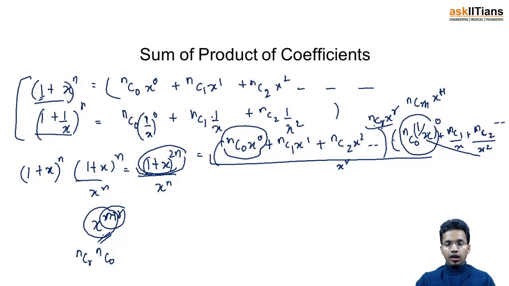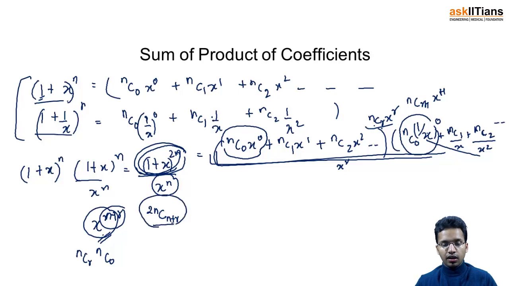Here what I am doing is finding the coefficient of x raised to power r on the right hand side, and on the left hand side it will automatically become n plus r. Why? Because x raised to power n is already there. So 2n C n plus r. Now this is the coefficient of x raised to power r on the left hand side. If I go by the expansion, in this expansion it will be the coefficient of x raised to power n plus r, and in the denominator there will be x raised to power n.